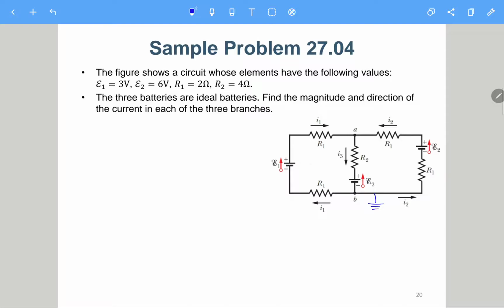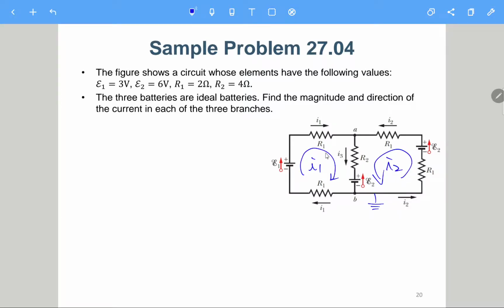And we can define this one is I1. This one is I2. Just follow this direction. So we have I2 in this direction, I1 in this direction. So I1 going through this battery, this resistor, and this resistor. I2 going through this resistor, this battery, this resistor.